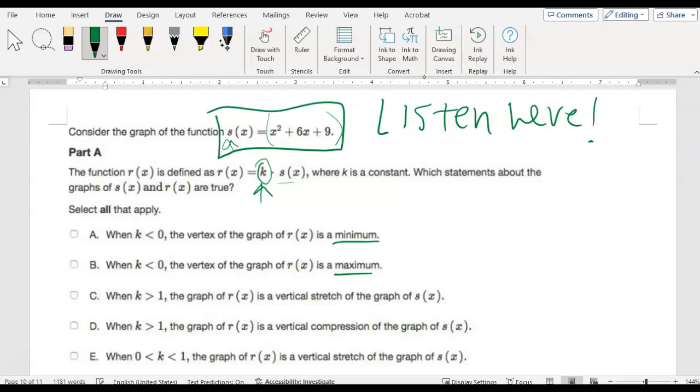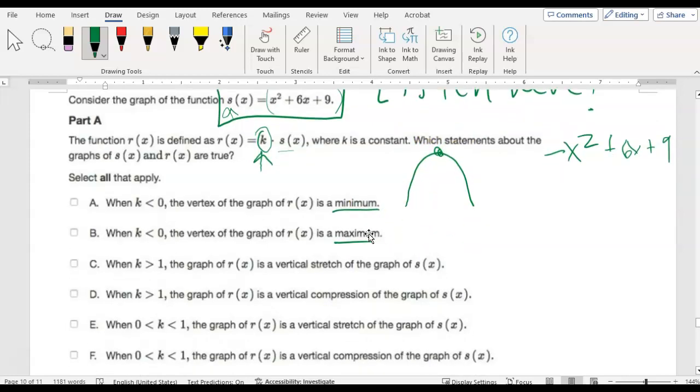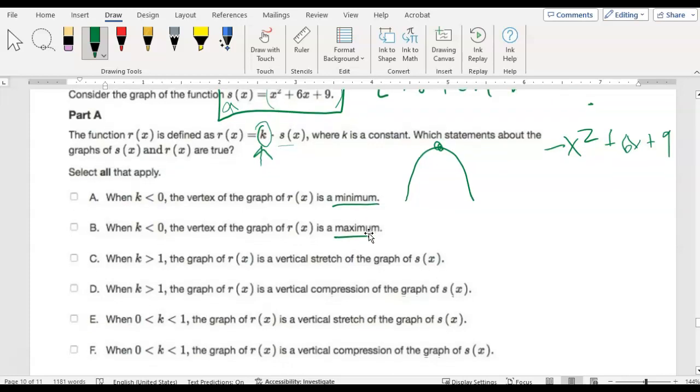Listen. So if we multiply this by a negative, that means that it curves down. Because a negative coefficient, right, negative x squared plus 6x plus 9 makes the graph flip upside down. That means that this vertex is not a minimum, but a maximum. So our best answer here would be B, because it should relate to this curve, and it being a negative coefficient means it's going to flip upside down, and that means that it has a maximum and not a minimum.